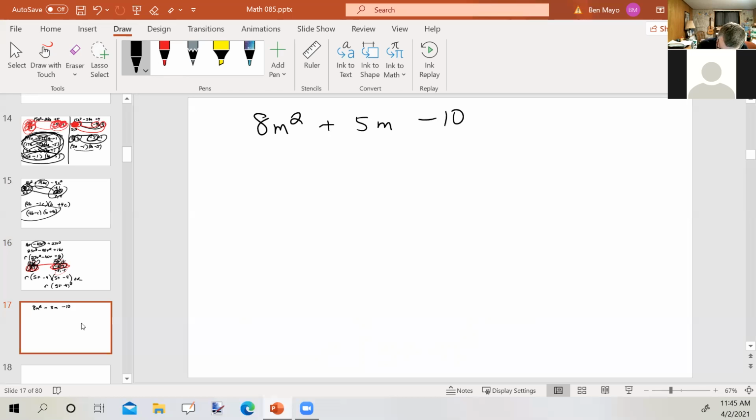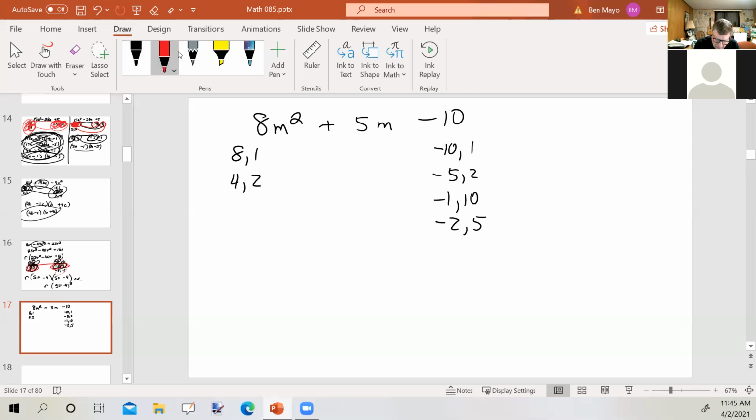8 could be written as 8 times 1, 4 times 2. Negative 10 could be written as negative 10 times 1, negative 5 times 2, negative 1 times 10, negative 2 times 5, all the different combinations. But I'm trying to come up with positive 5. So I'm looking for a pair over here and a pair over there, taking one of the first times one of the second, and then the other of the first, and if that doesn't work, switching them around. But I want to come up with a positive 5.